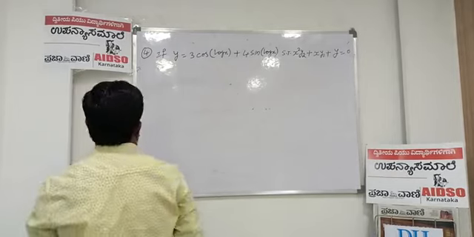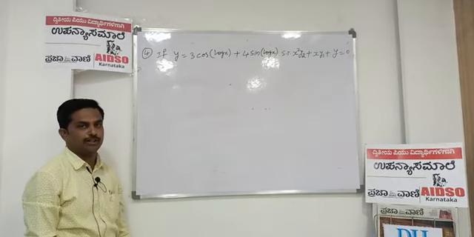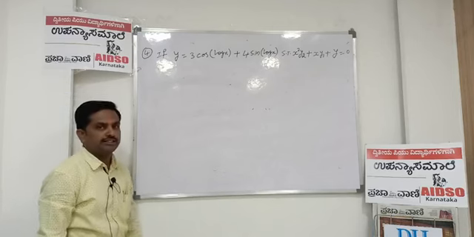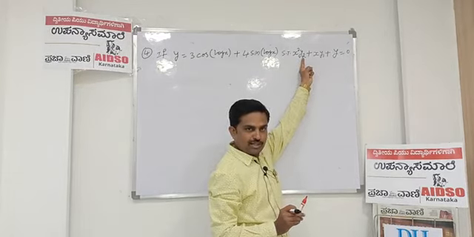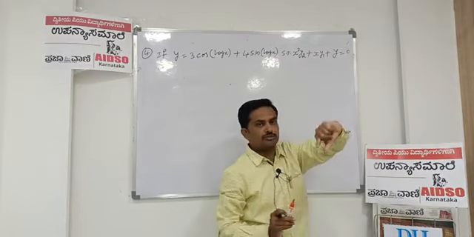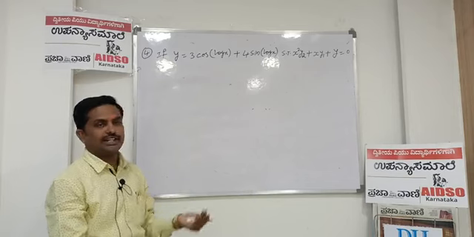So this is the given data. Next, what do we need to simplify? Now in order to solve this, again you can check it out. Here y2 means d square y by dx square, y1 means dy by dx. This result we need to prove. So how can we prove this?